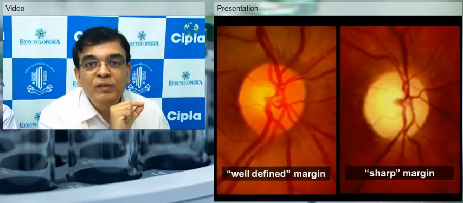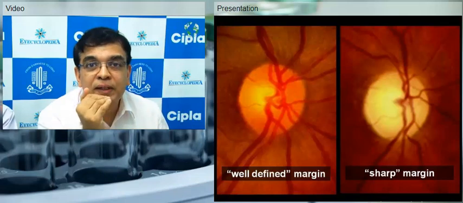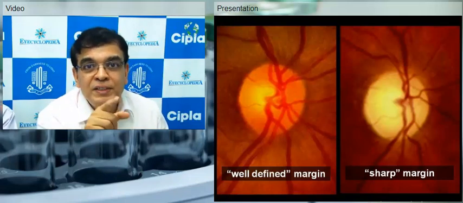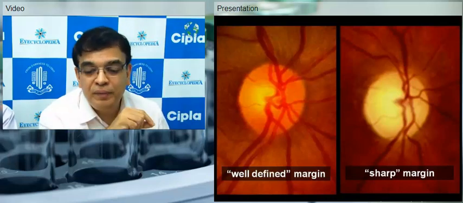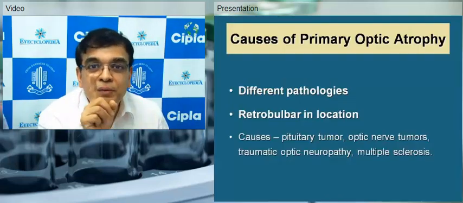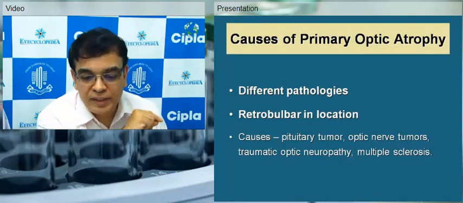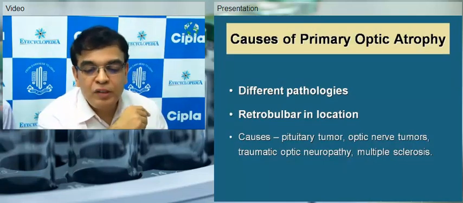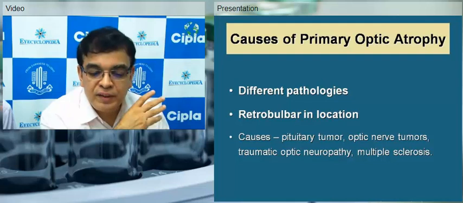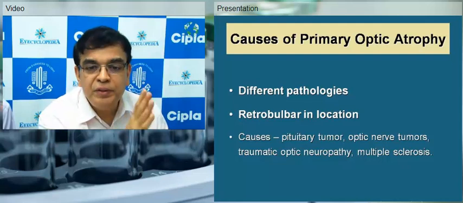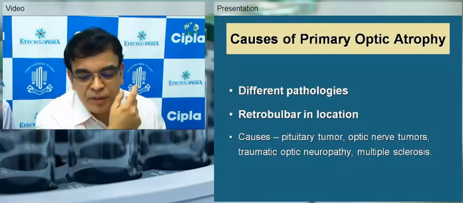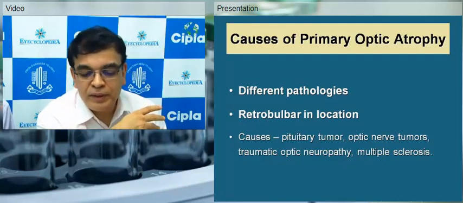Whereas if all those overlying axons were lost, the margin of the disc, that is the scleral edge, is seen in a much sharper way. So when you see a sharp margin, it usually denotes that loss of axons has happened. So what are the causes of primary optic atrophy? As I told you, there are different pathologies, but they're all retrobulbar in location. So whether it's a pituitary tumor or an optic nerve glioma or a meningioma, traumatic optic neuropathy, MS, retrobulbar neuritis, all of them produce the same appearance.